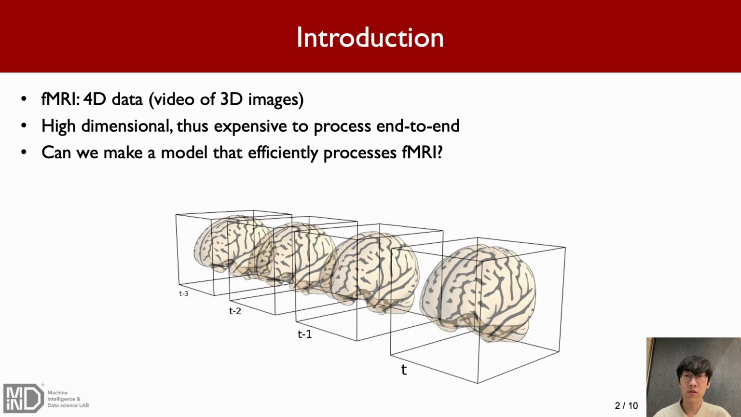Our main goal here is to create a model that can process brain fMRI scans. fMRI is four-dimensional, as it is essentially a video of 3D images, and therefore is very costly to process end-to-end, because the data itself is just simply very large. Therefore, we want to introduce a method to make this process more efficient.